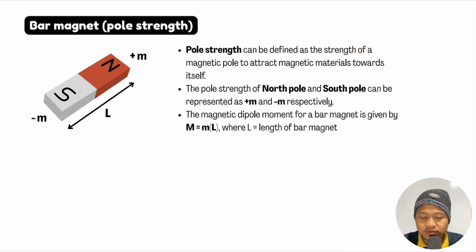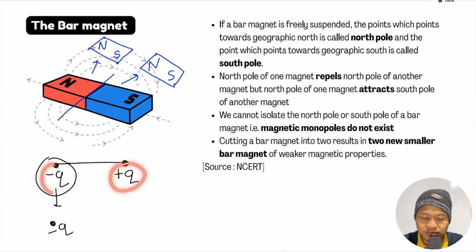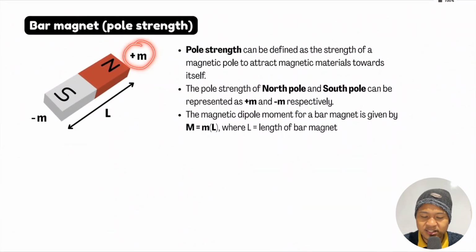So in general, for an electric dipole we have plus q and minus q, where q is the magnitude of charge. Similarly, for a magnet we have plus m and minus m, where m is the pole strength. The north pole is given plus m, and the south pole is given minus m. That is the pole strength.